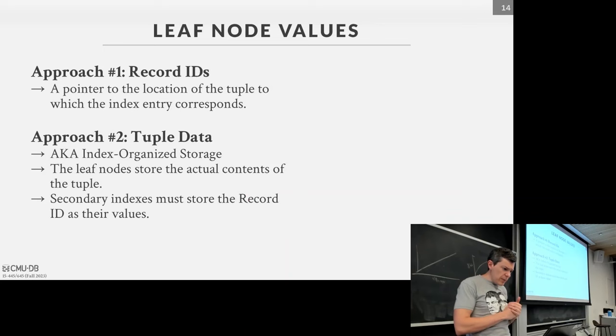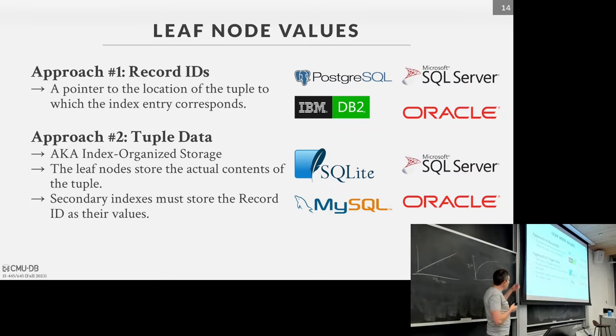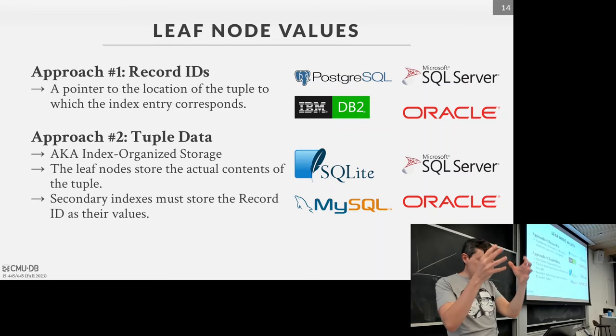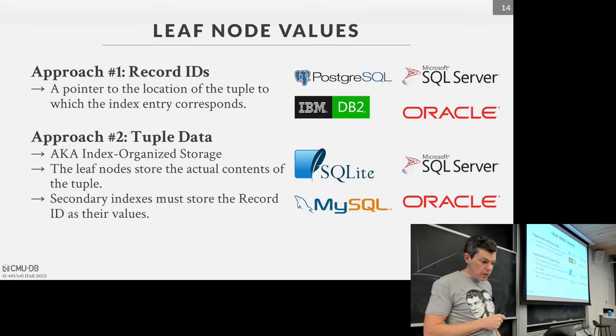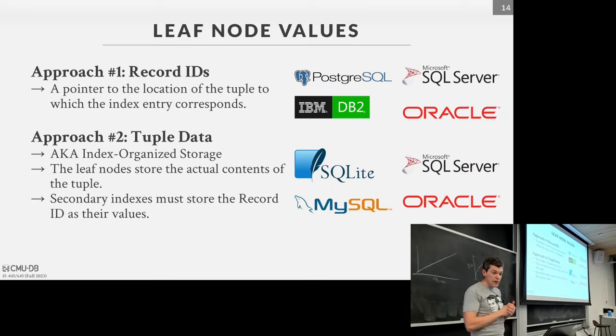I've already said this, I'm just repeating myself, but the leaf node values themselves could either be record IDs, which is just a page number and offset to some location, or could be tuple data, as in the case of index organized storage that we talked about before. SQLite and MySQL do this by default. But in SQL Server and Oracle, you can say create table and I want it to be index organized, and it'll make a B+Tree, and then the leaf nodes will be the actual tuples themselves. For the number two, you only do this for the primary key index. Otherwise, you're duplicating data. You don't want to do that.